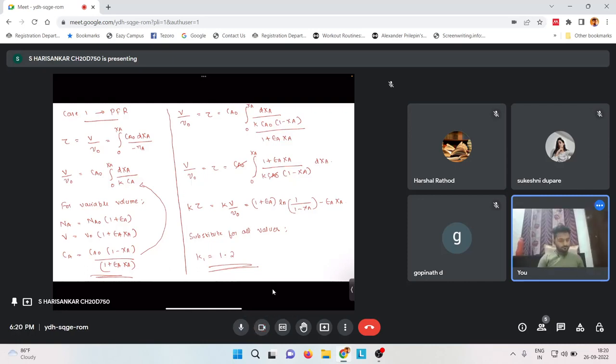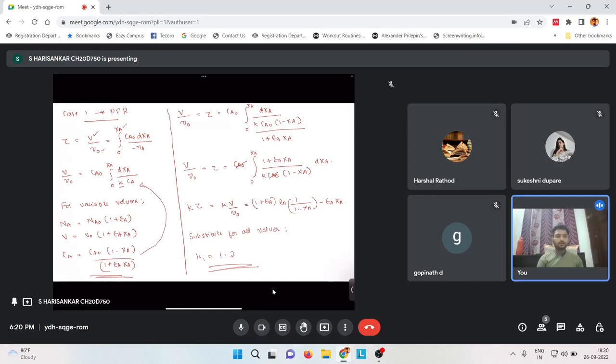Okay, so now case 1. We'll move to find the rate constants of PFR first. Case 1 is PFR, and we have the design equation for PFR: tau is equal to V by nu 0, which is equal to the integral from 0 to XA of CA0 dXA by minus rA. We have the value for V, the value for nu 0, and the conversion XA. We need to find this K of the rate equation.